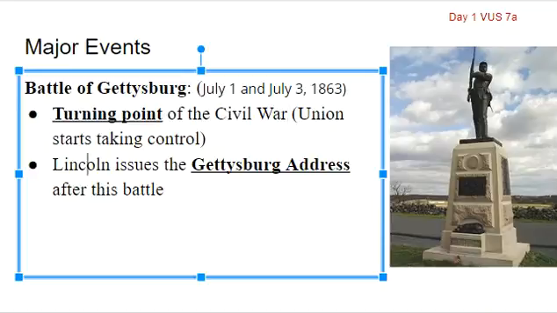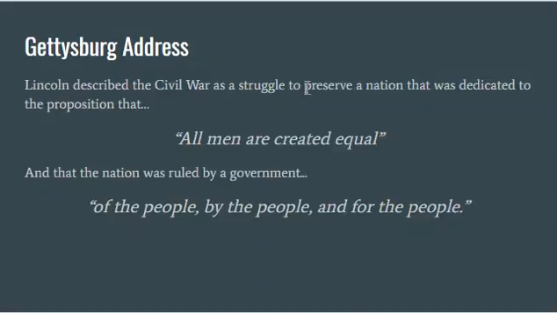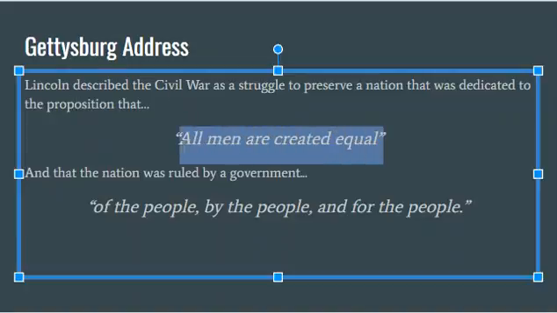This is where Lincoln issues the Gettysburg Address after the battle. The Gettysburg Address is just a speech that Lincoln gave that became very popular. He describes the Civil War as a struggle to preserve a nation that was dedicated to the proposition that all men are created equal. He really believed that all men should be created equal. It doesn't matter if you're African American, Hispanic, white, everyone should be equal. And he felt that the nation was ruled by government of the people, by the people, and for the people. He thought that's what government is, because you're elected by people and you should be serving the people.